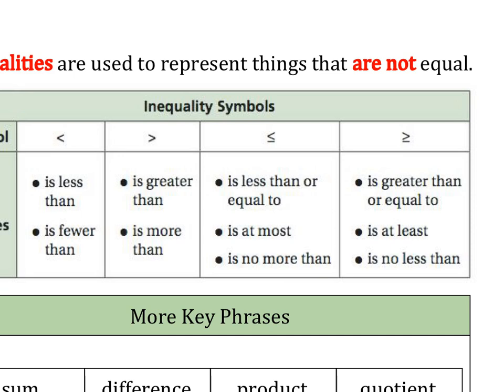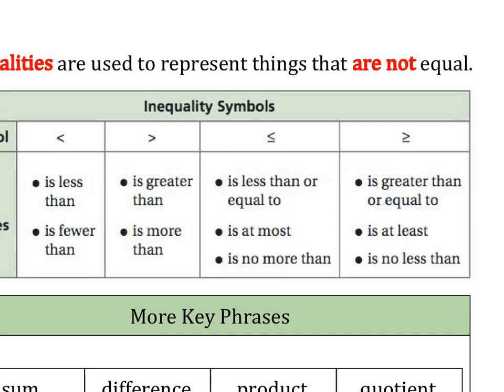For example, if we're at an amusement park and there's a ride that's just for little kids, they might say the height requirement for this ride is at most 48 inches, or they might say no more than 48 inches, which means it's okay if you're 48 inches or anything less than that, but that's the most it can be. So if you ever see is at most or is no more than, it means it must be less than or equal to that number. That number is the highest it could be.